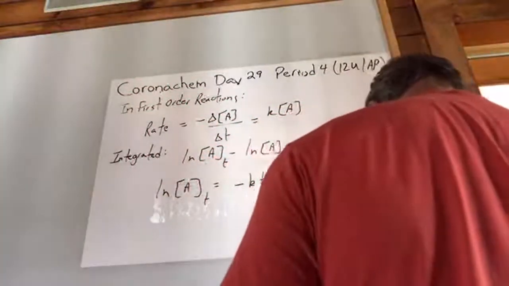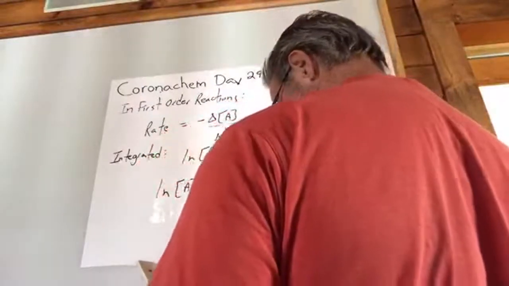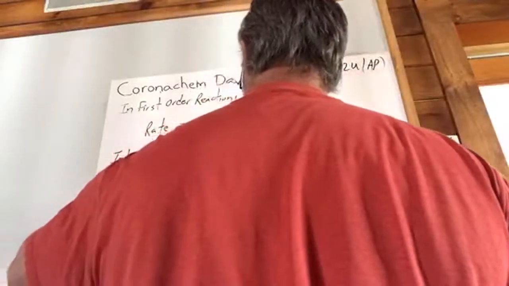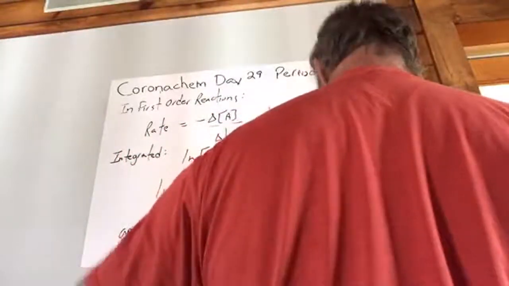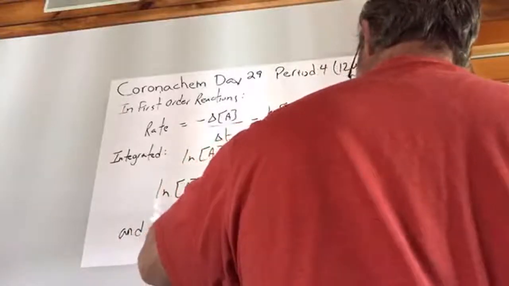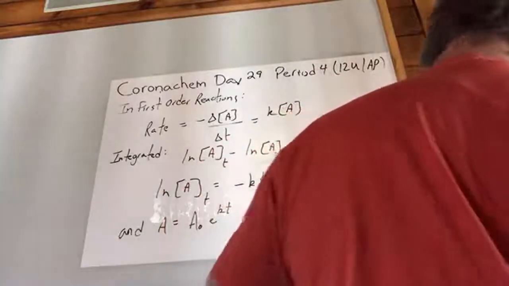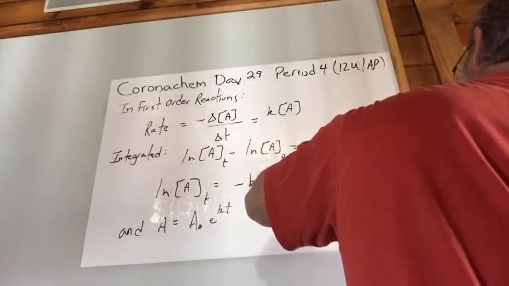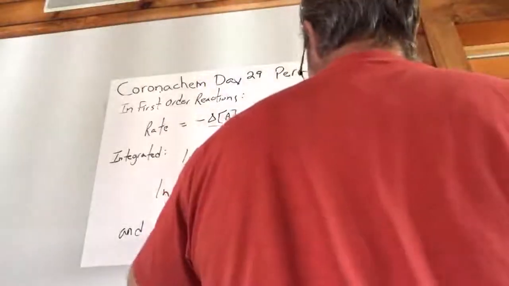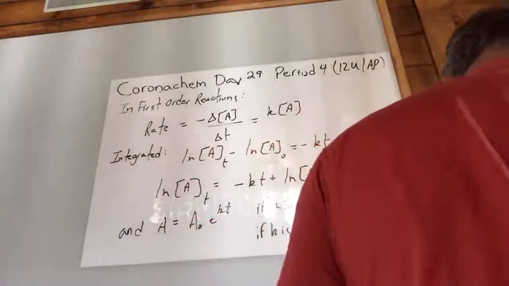which looks like a y is equal to mx plus b form. And you can also say A is equal to A naught, where A naught is the concentration at the beginning of the reaction, e to the power of KT. If K is positive, you're going to have exponential growth. If K is negative, then you're going to have exponential decay.